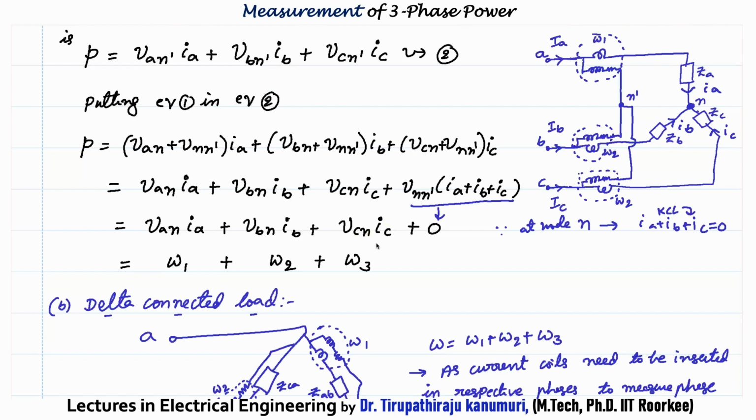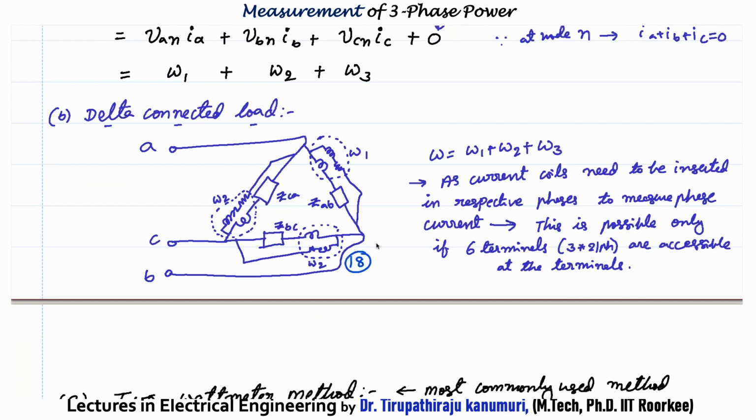Now coming to the delta connected load, because we have to measure the power in each phase, I need the current passing through each impedance as well as the voltage across each of those phases. For example, for wattmeter 1, the current coil will be connected in the circuit of this ZAB, which is connected between node A and B. Similarly, the pressure coil will be connected between node A and node B. Similar is the case for the second one as well as the third one.